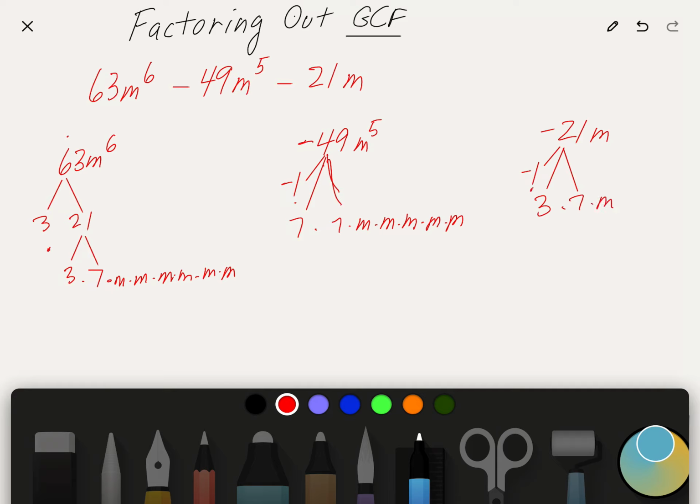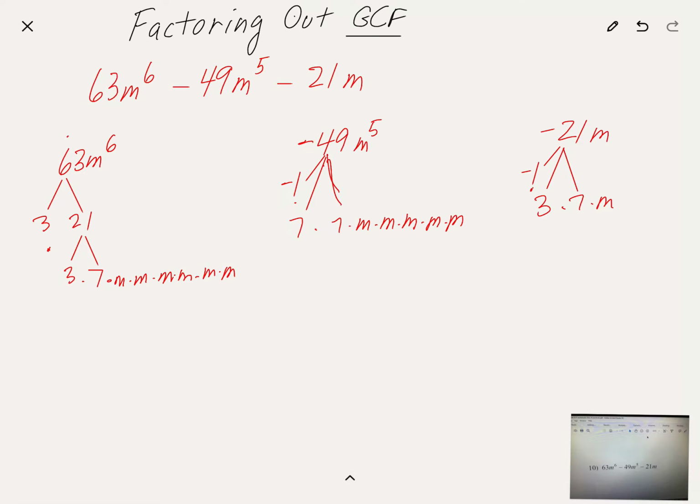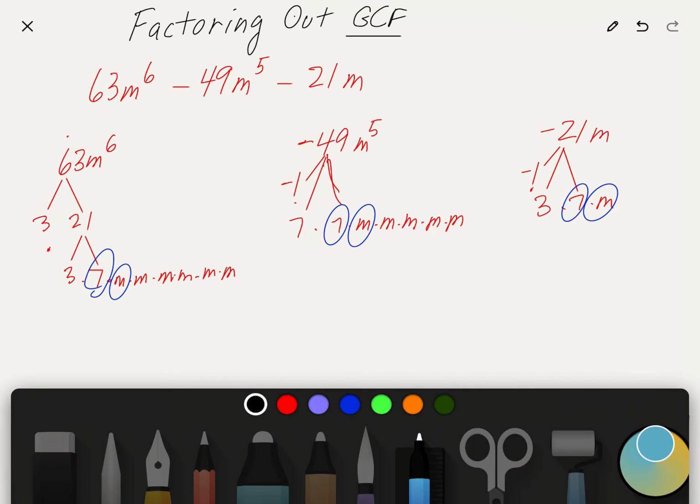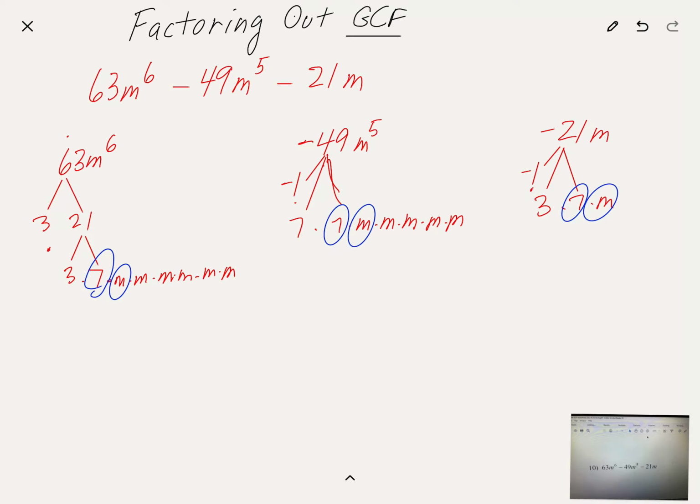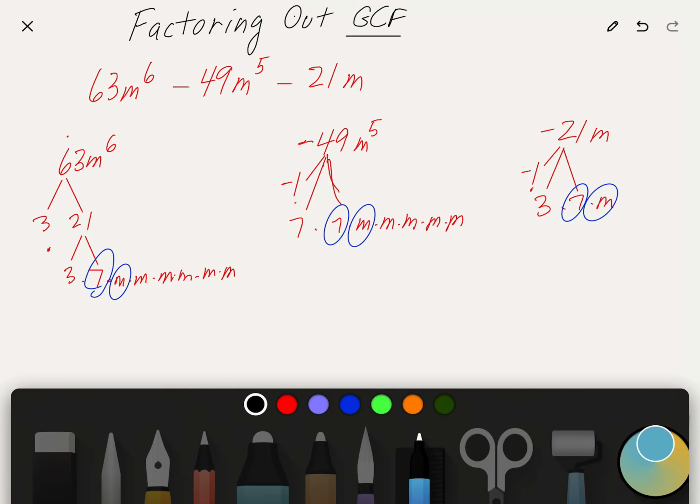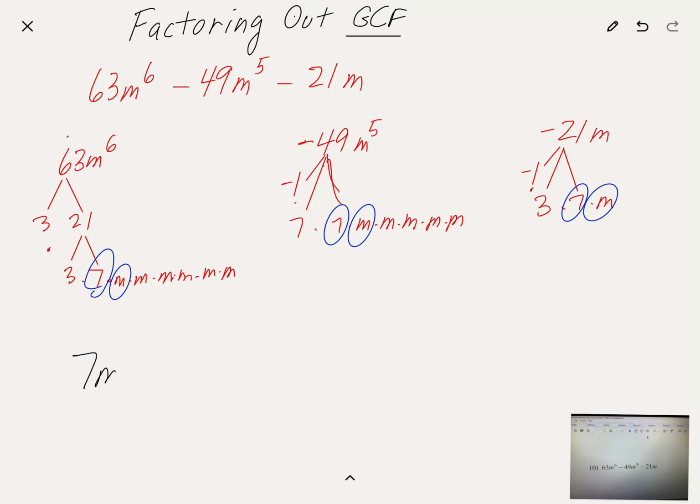Now, once I've factored every term, I just look to see the greatest number of factors that are in common. And each one of these trees has a 7. And each one of these trees has an m. So that's what they have in common. That's the greatest number of factors. So I come down here, and I'm going to write that. So this is going to be 7m.